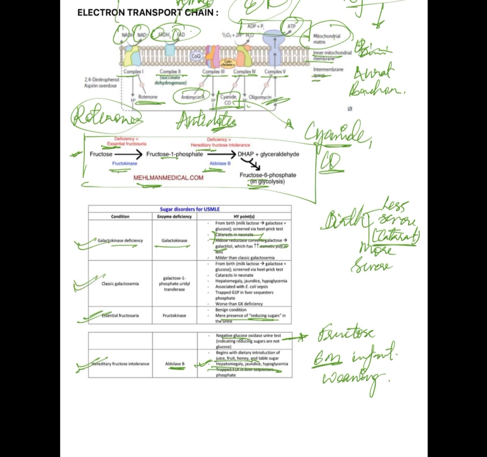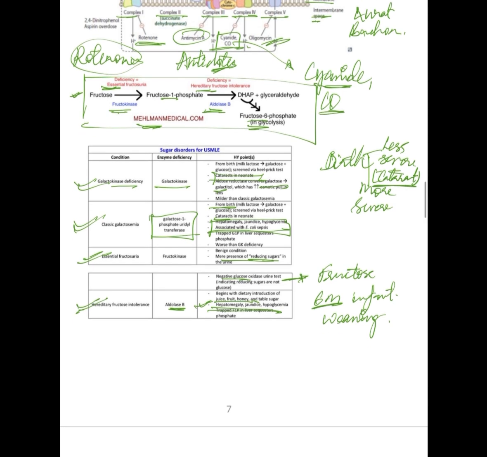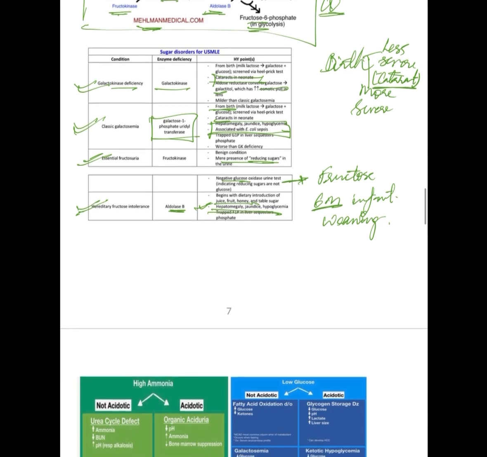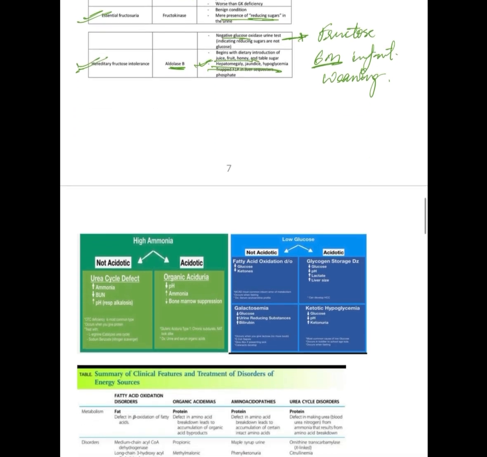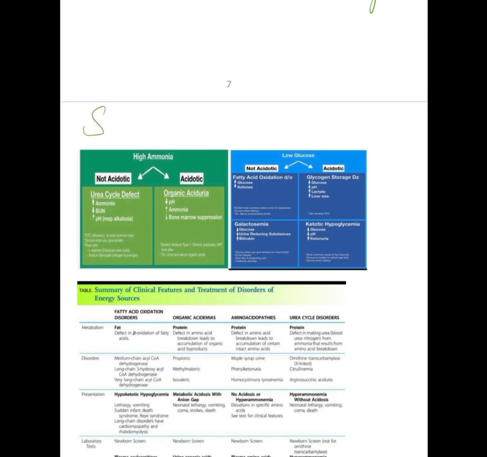Then there is classic galactosemia, where there is Gal-1-phosphate uridyl transferase deficiency, where the patient also presents from birth but with cataract and also these important symptoms: hepatomegaly, hypoglycemia, jaundice, E. coli sepsis. All these are life-threatening and have a worse prognosis than galactokinase deficiency. These are some of the sugar disorders which you will have to remember for NEET PG or INI-CET. Okay, then I'll summarize all the stuff which I have taught you and introduce some new things.